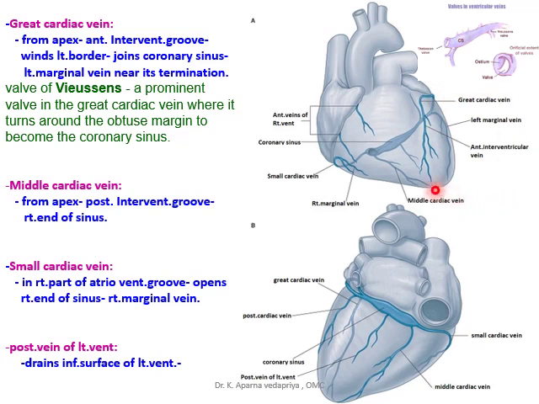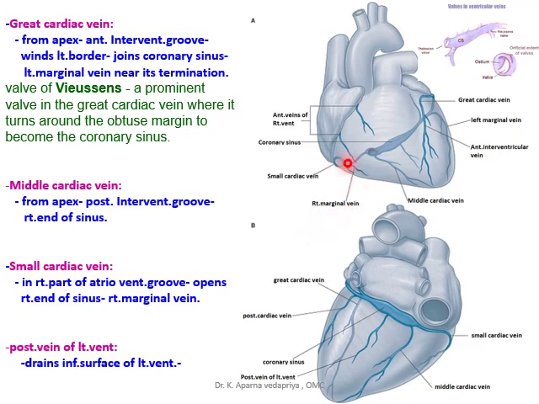Coming to the middle cardiac vein, the middle cardiac vein also drains blood from the apex of the heart and is seen in the posterior interventricular groove, accompanied by the posterior interventricular artery and the diaphragmatic part of the anterior interventricular artery. So this ends in the right end of the sinus before the coronary sinus is draining into the right atrium.